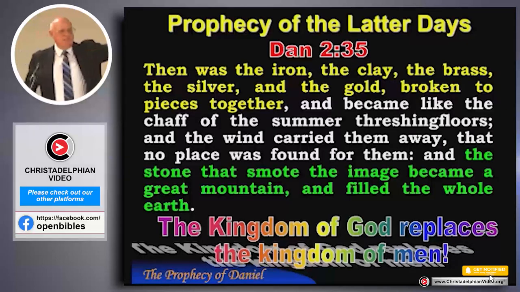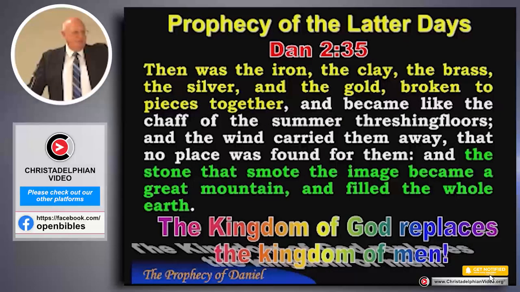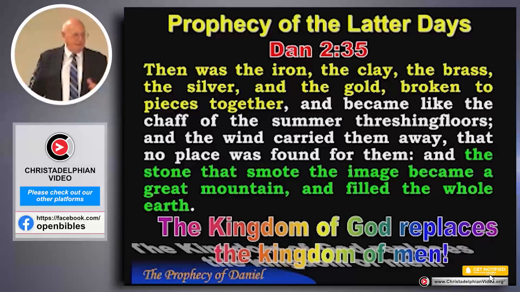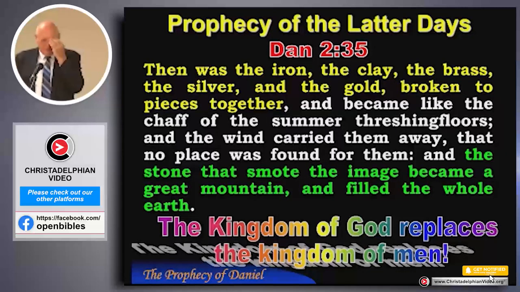So all of those past empires of Babylon and Medo-Persia and Greece and Rome, the territories that they ruled over, have got to be brought into one massive image empire. And when it stands erect in the land of Israel, in the latter days, the stone power of Christ and the saints will destroy it and become the great mountain of the kingdom of God, broken to pieces together. This is the primary purpose of Daniel chapter 2. It's about the overthrow of the kingdom of men by the kingdom of God.